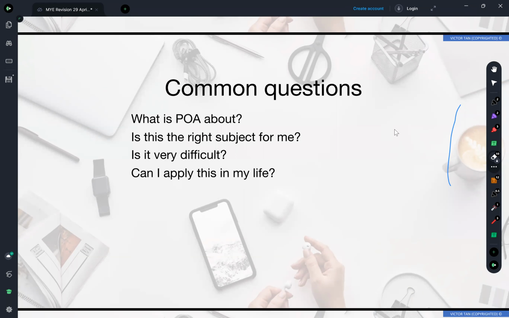Some of our students think that POA is doable. Some students may find it very difficult to learn, perhaps because they missed class or the teachers have a different strategy of teaching it. So for me, I always try to simplify the POA concepts so that my students can understand me and do very well. And of course, you can apply this in your life in future. For those of you who want to start a business, or you are very entrepreneurial, and want to know how much profit you can make in the future, I think this subject is very useful to you.